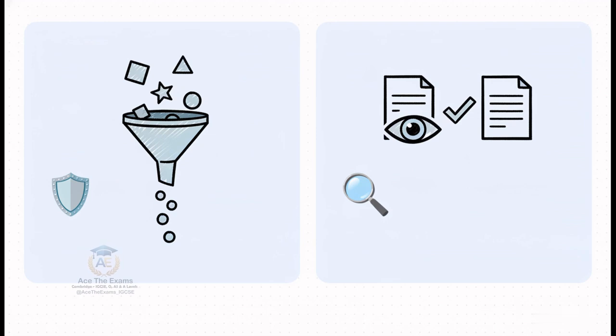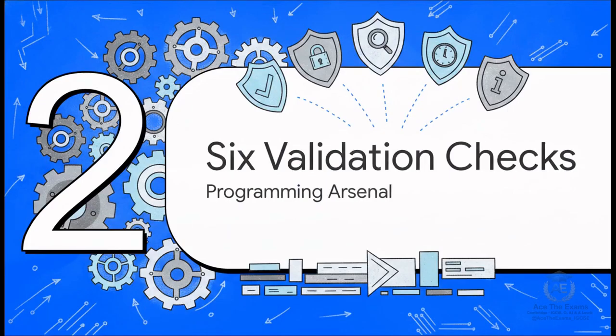Validation is the code checking the criteria. Verification is checking the reality. Remember, valid data can absolutely still be factually wrong. Moving on to Section 2, let's break down the 6 validation checks. These are your specific tools.